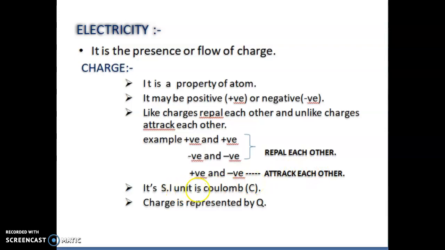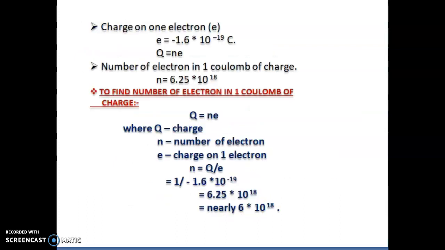The SI unit of charge is coulomb. Coulomb is denoted by the letter C. Charge is represented by the letter Q. The charge on 1 electron is represented by the small letter e. e is equal to minus 1.6 into 10 to the power minus 19 coulomb.